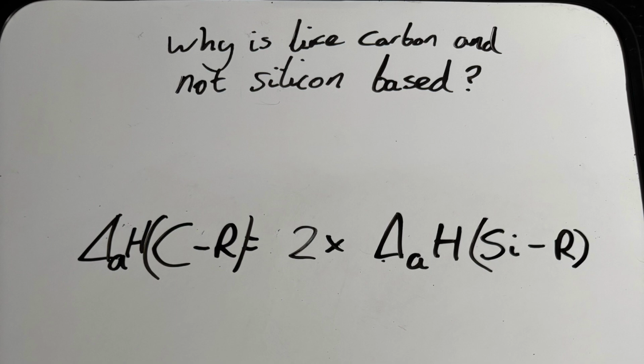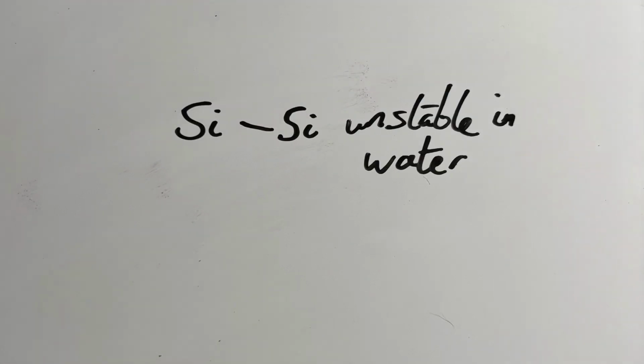And it's for this reason that carbon enthalpy is about double what silicon enthalpy is. And the final reason is that silicon to silicon bonds are incredibly unstable in water, meaning it wouldn't be suitable for life at all, considering your body is about 75% water. Not to mention all the fish and aquatic life.